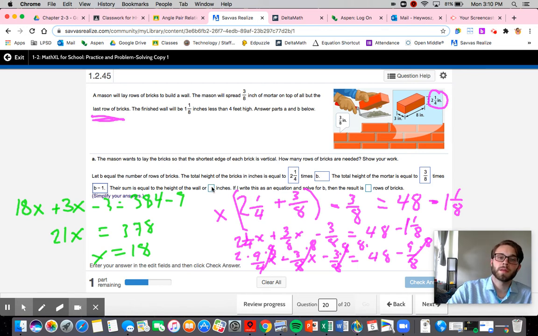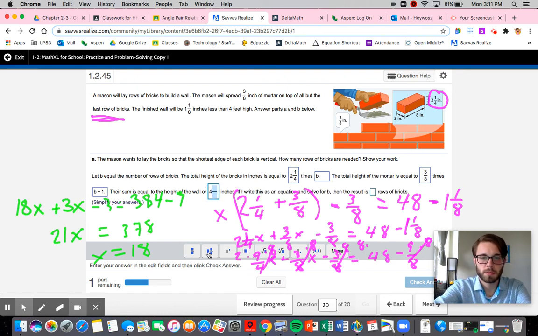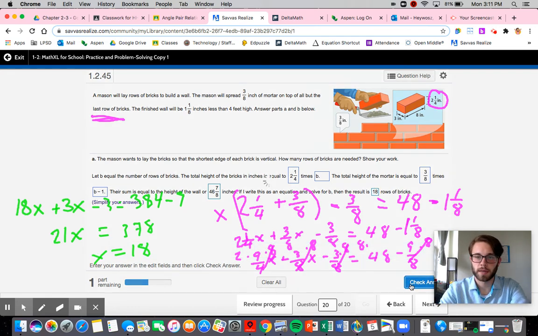The sum is equal to 48 minus 1 1/8. So that'd be 47 and 7/8. No, 46 and 7/8. I'm sorry. 7/8 inches, which will result in 18 rows of bricks. Okay, nice work.